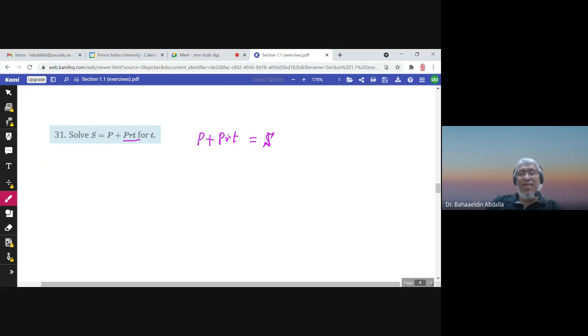Now to find t, to solve for t, this term has to be alone on the left-hand side. So I have to take p to the other side. And now if you divide by p times r, you will get t. And that's it. We solved the equation for t.